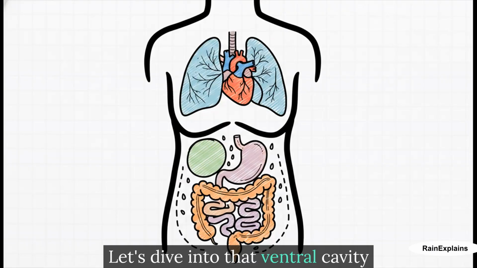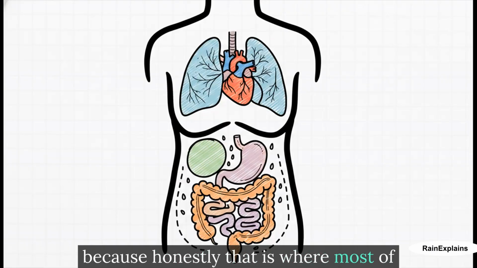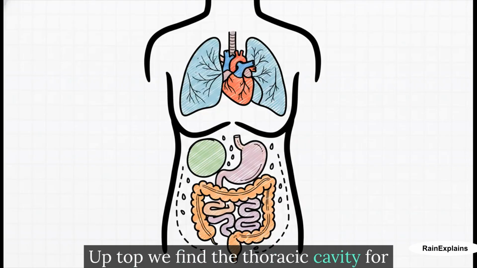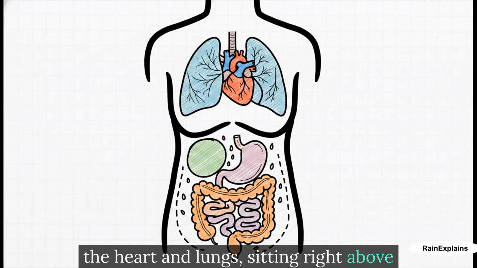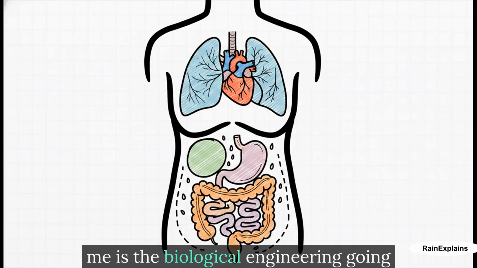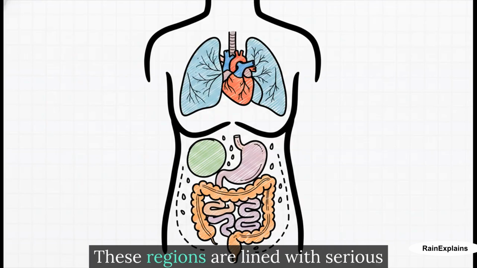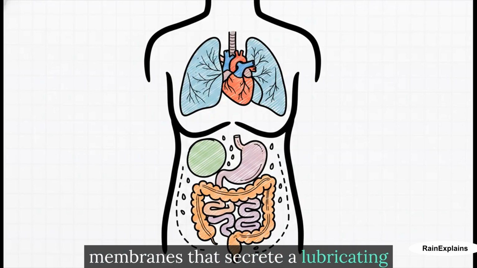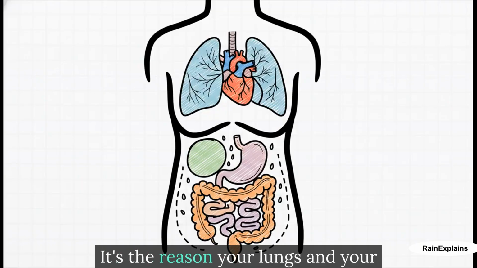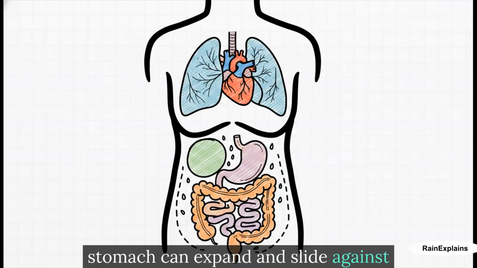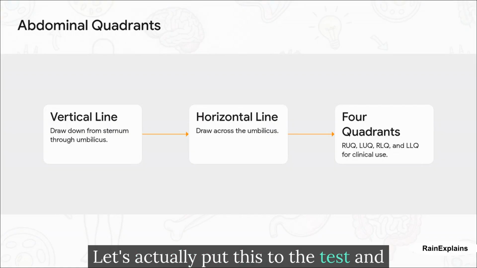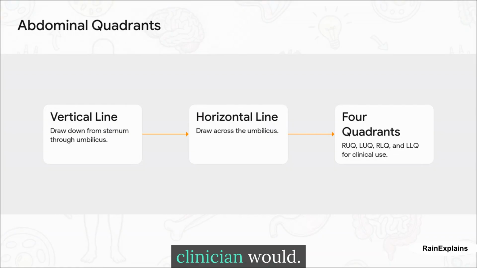Let's dive into that ventral cavity, because honestly, that is where most of our heavy physiological action happens. Up top, we find the thoracic cavity for the heart and lungs, sitting right above the abdominal pelvic cavity. And what's just absolutely fascinating to me is the biological engineering going on in here. These regions are lined with serous membranes that secrete a lubricating fluid. It's essentially the body's natural WD-40. It's the reason your lungs and your stomach can expand and slide against their neighbors all day long without causing any painful friction.